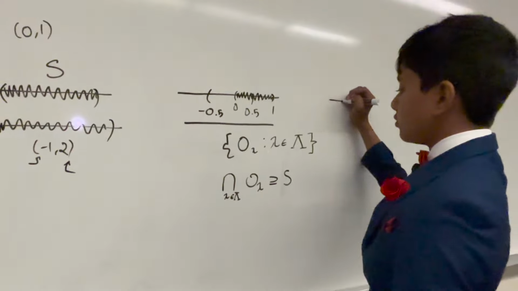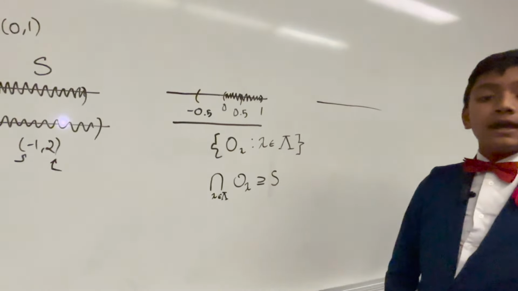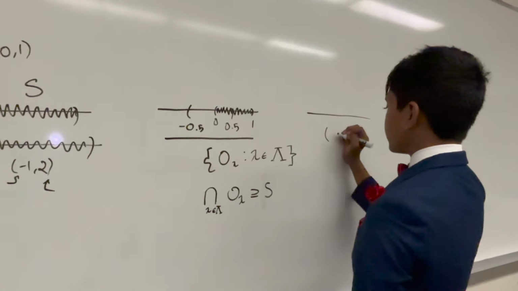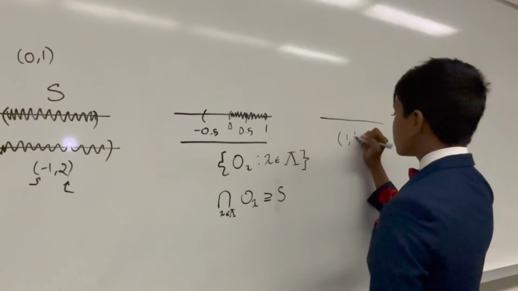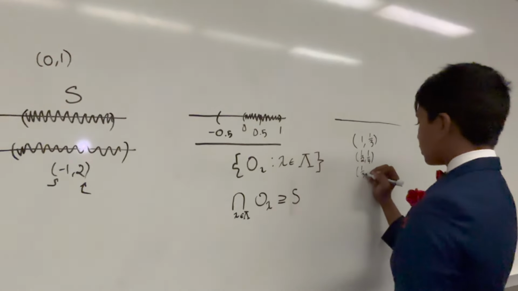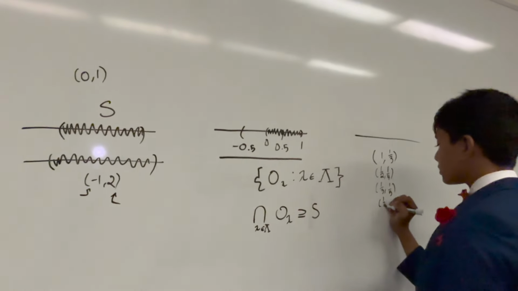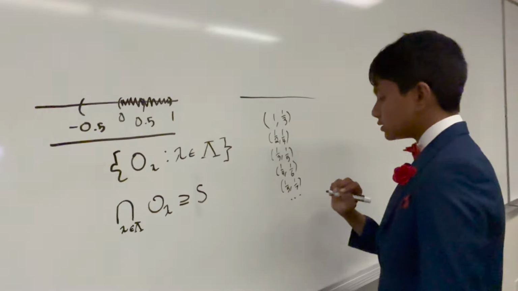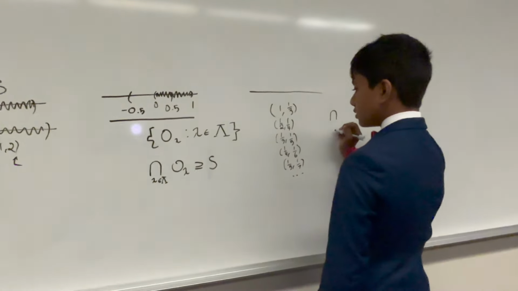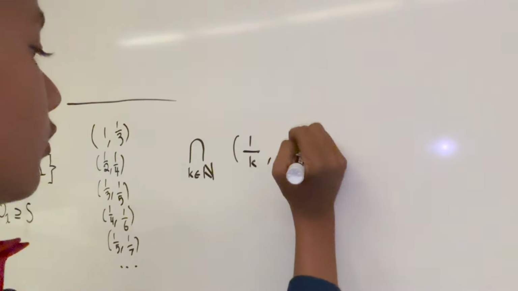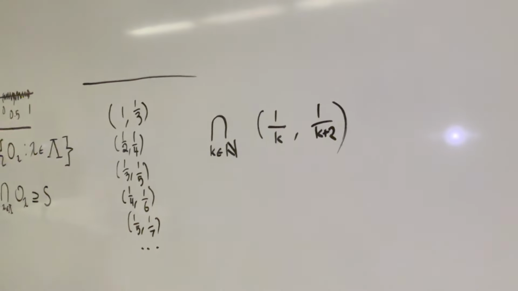So, what would it be like for lambda to be infinite? An infinite covering of sets. Well, let's imagine an example. One example I can think of on the spot is 1 to 1/3, then 1/2 to 1/4, then 1/3 to 1/5, then 1/4 to 1/6, then 1/5 to 1/7, and so on and so forth. So it's just the union for all k in the natural numbers of 1 over k to 1 over k plus 2.